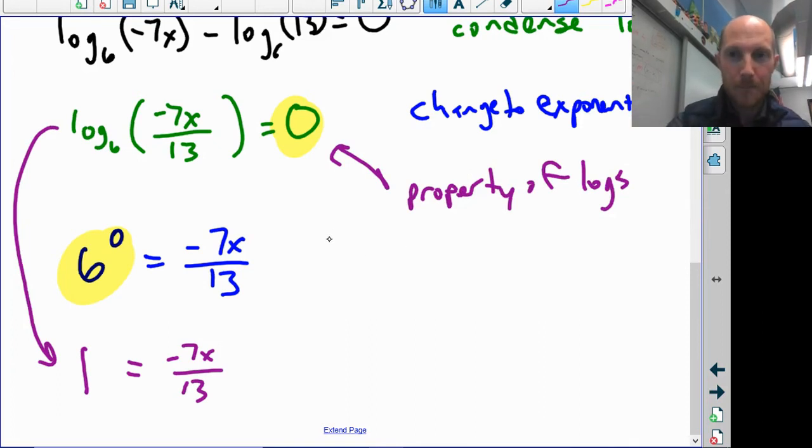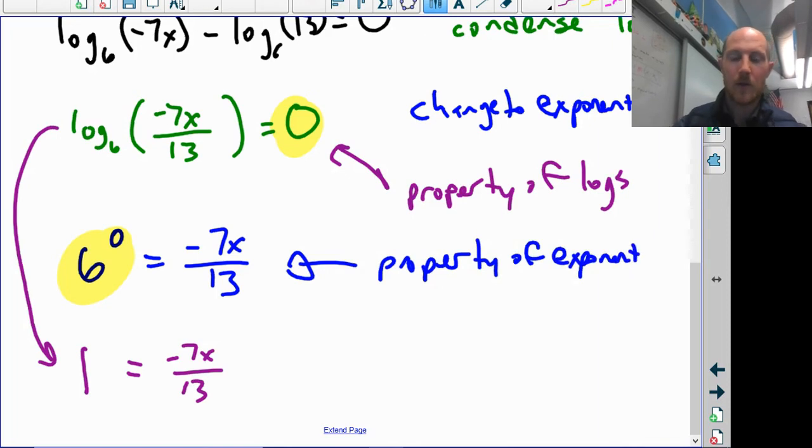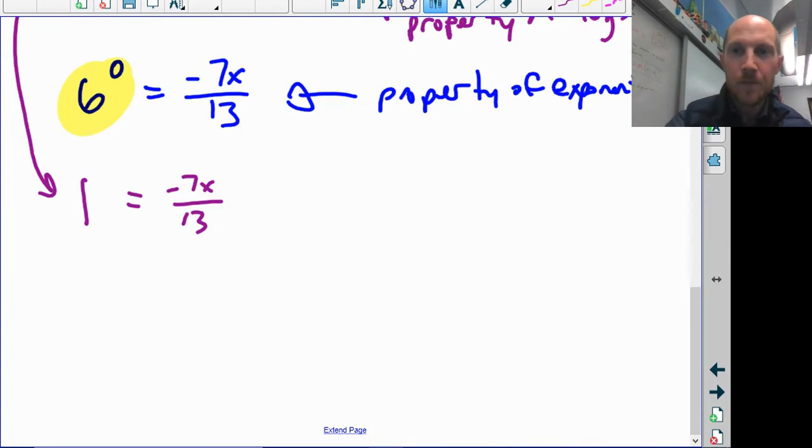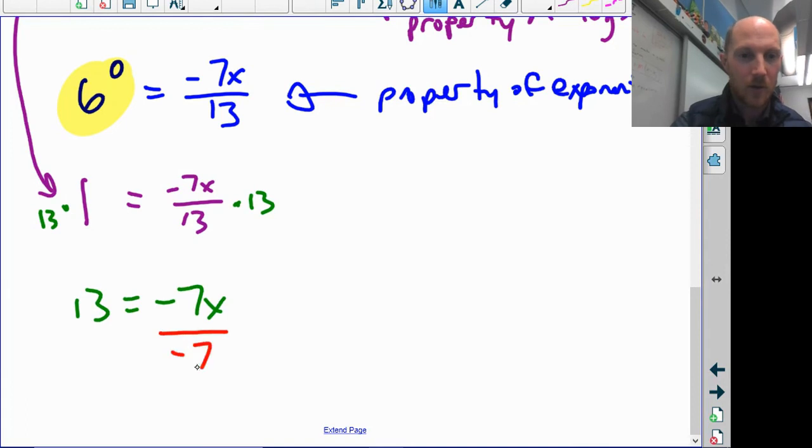Or if we don't notice it in the log form, then we get it here in exponent form. It's a property of exponents. Whatever base you've got, raised to the power of 0 equals 1. Okay, let's continue. We're going to solve for x. So I'm going to multiply both sides by 13. So I'm going to get 13 equals negative 7x. Divide by negative 7.